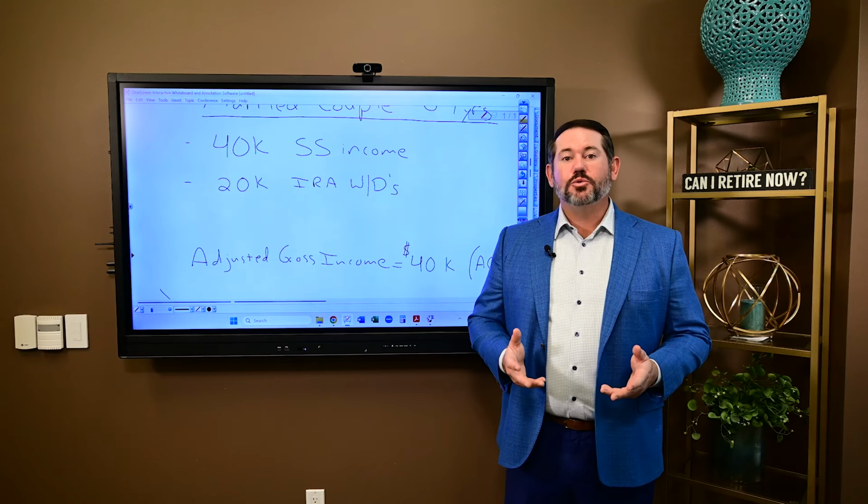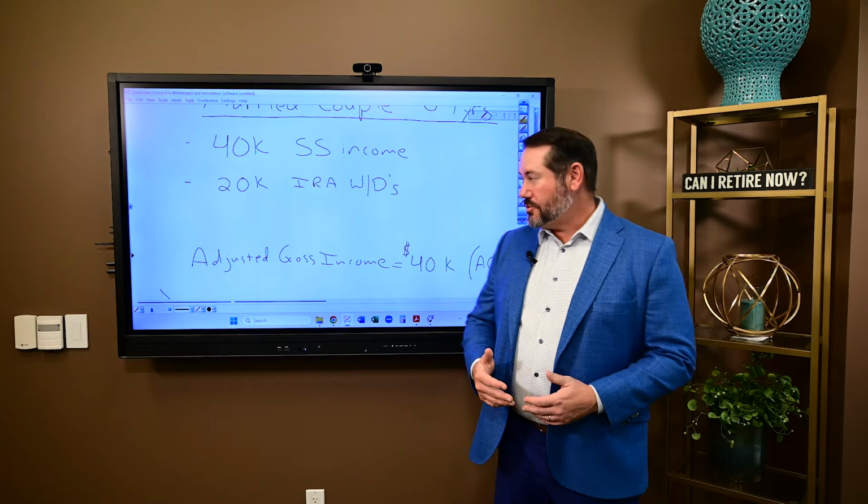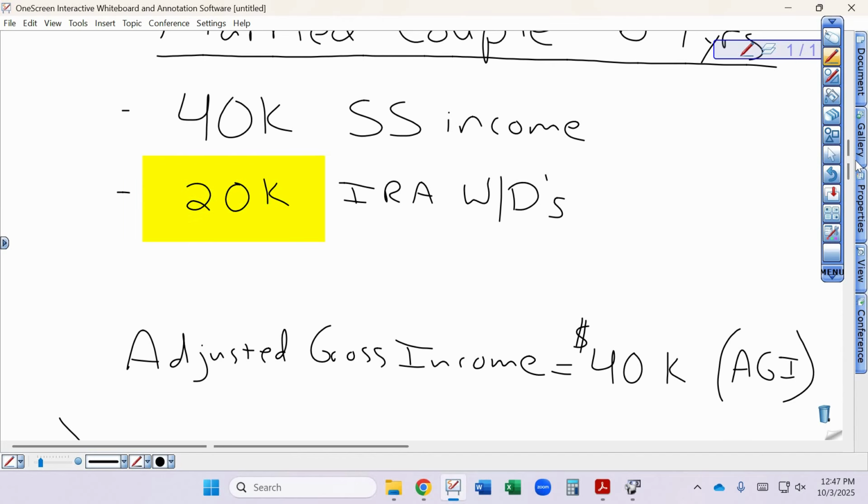So now that brings us to what's known as adjusted gross income. So we had $20,000 of IRA withdrawals. The provisional income calculation told us that 50% of our benefits were subject to income tax. So again, 50% of this 40,000 now brings it to 20. So 20 and 20, our adjusted gross income is now $40,000, AGI. This may be a term you're familiar with from talking to your CPA.